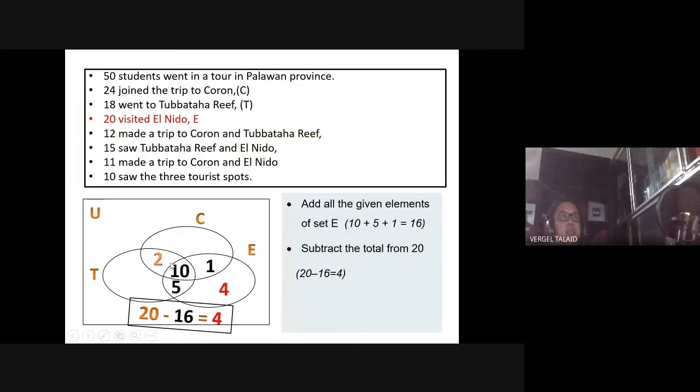Next, 20 visited El Nido. So 20, this is our El Nido.